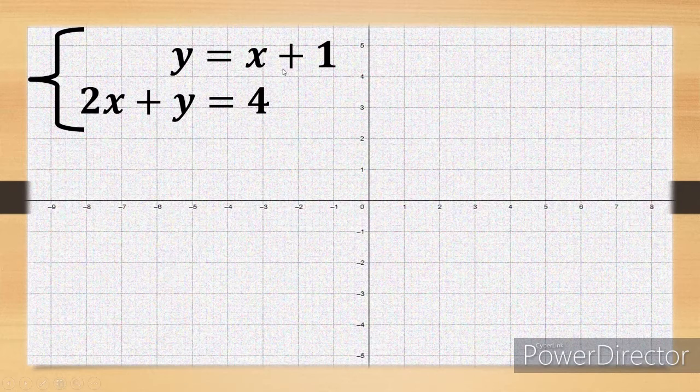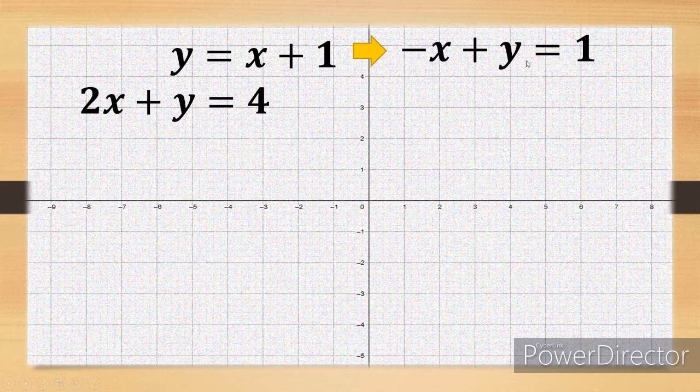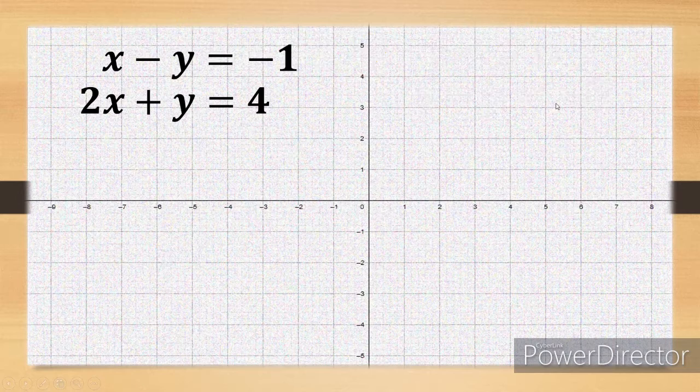So, we have y equals x plus 1. It will be negative x plus y equals 1. Transpose to negative x. Then, multiply both sides by negative 1 to make the leading coefficient positive. So, we have x minus y equals negative 1. Okay? So, this is our equation. Now, we have x minus y equals negative 1 and 2x plus y equals 4.